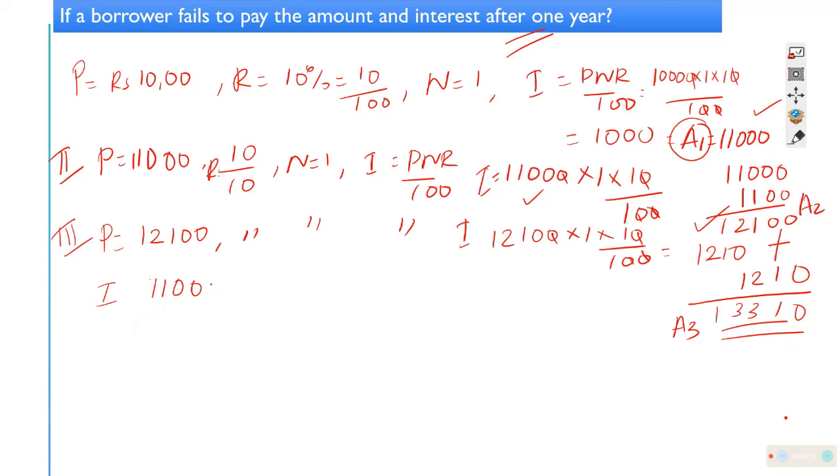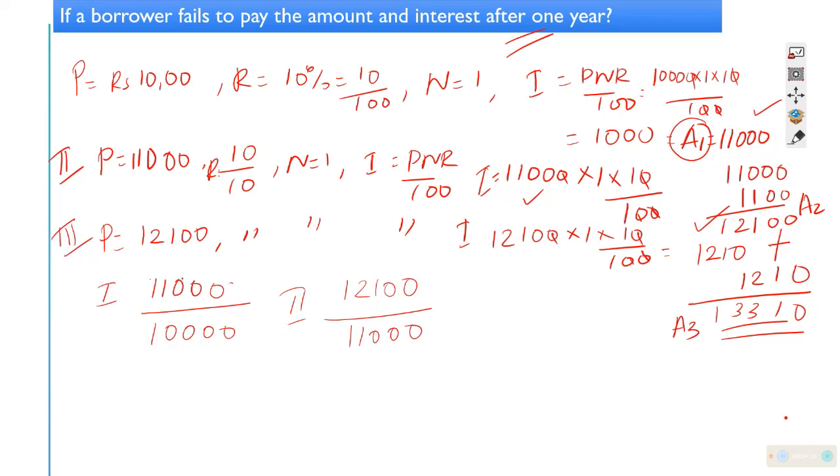One thing we can notice, in the first year case, 10,000 borrowed, 11,000 he has to pay. In the second year, the principal was 11,000 and it so happened that he has to pay 12,100.